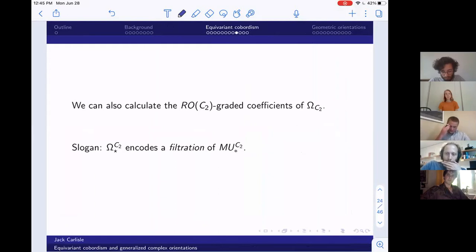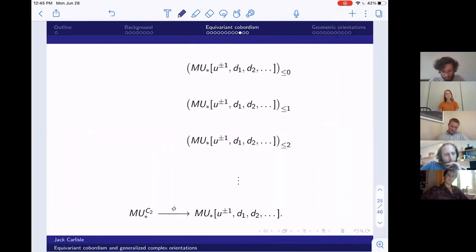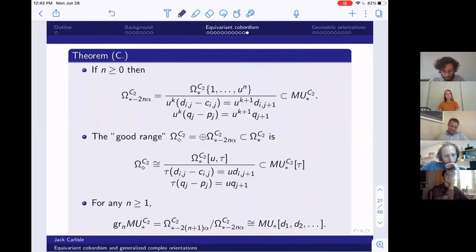So in any case, the next few slides just say essentially that the RO C2 graded coefficients of the spectrum can be calculated using similar methods. Maybe let me just skip directly over this stuff, but the idea is that just as we had an explicit presentation of the Z-graded coefficients of omega C2 in terms of generators and relations, we have explicit calculations of the RO C2 graded coefficients of omega C2 in terms of generators and relations. Now, the RO C2 graded coefficients are well behaved only whenever your multiple of alpha is a negative number.